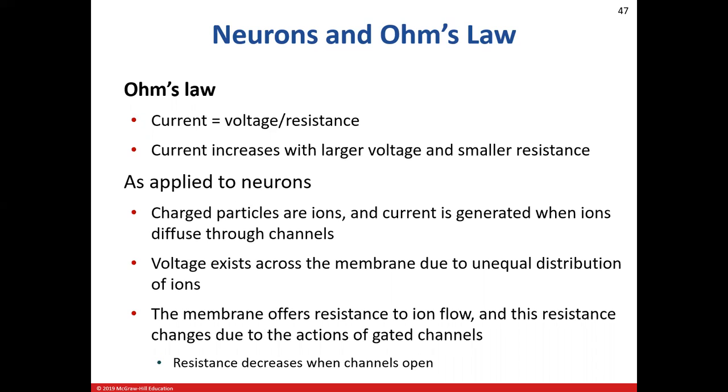Now, as it applies to neurons, the charged particles are the ions, so our sodium and potassium ions. The current is then generated when these ions diffuse through our particular channels. The voltage then exists across the membrane due to the unequal distribution of the ions. Again, we've talked about how there are more sodium ions outside the cell and more potassium ions inside the cell. So this discrepancy and unequal distribution of the ions allows us to generate this voltage.